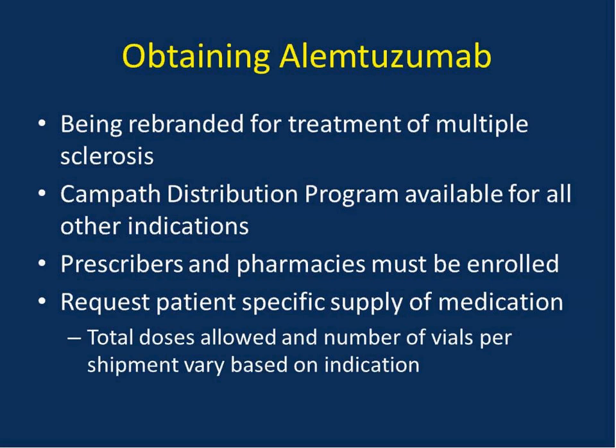And you'll get a certain number of vials per shipment, and that will vary based on what indication you're using it for. So for patients who have T-cell PLL, you can typically get a larger supply at the beginning, and you can also have a longer duration of treatment as compared to patients that you're treating for CLL.